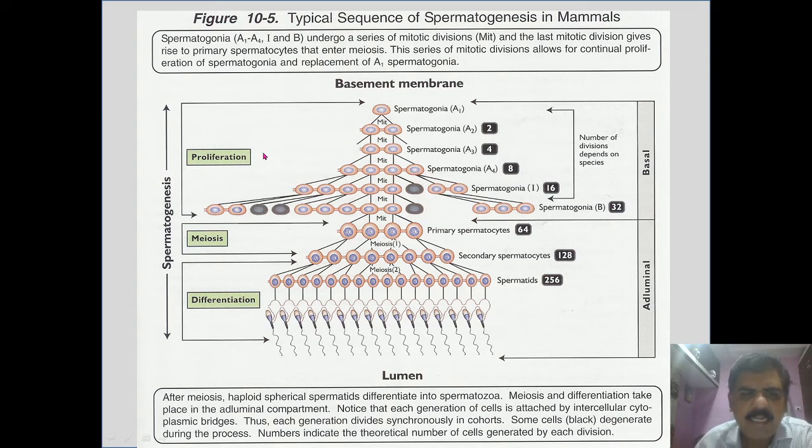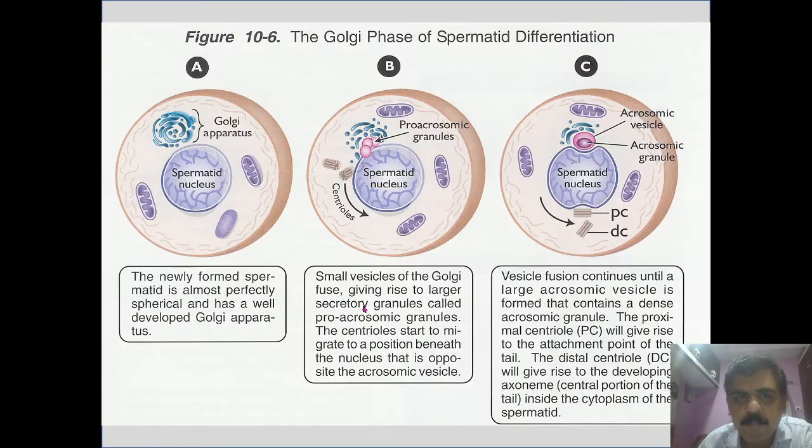And at the end of this multiplication phase we get the primary spermatocytes. The primary spermatocyte undergoes meiosis I to convert this diploid primary spermatocyte into the haploid secondary spermatocyte, and from this secondary spermatocyte there is a formation of the spermatids. These spermatids then undergo the maturation process, which we call differentiation or spermiogenesis, to form the mature sperm. This is the process of the spermiogenesis.